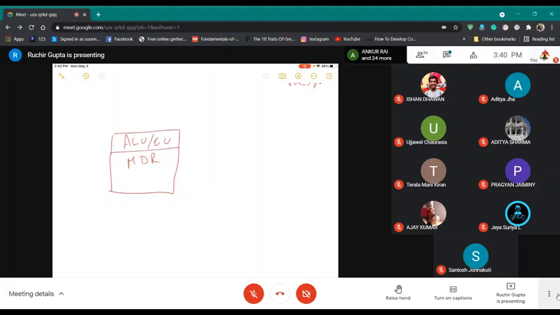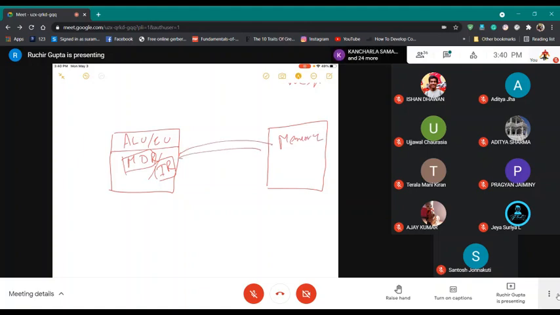So I've written MDR, ALU, and CU. You can see that, right? And then there is a memory, MDR, and IR. So there is MDR and then IR and then ALU and CU, and there is a memory. What happens? The processor goes here, fetches an instruction from memory. The instruction comes to MDR, then it goes to IR, and then ALU and CU perform the required operation, right?